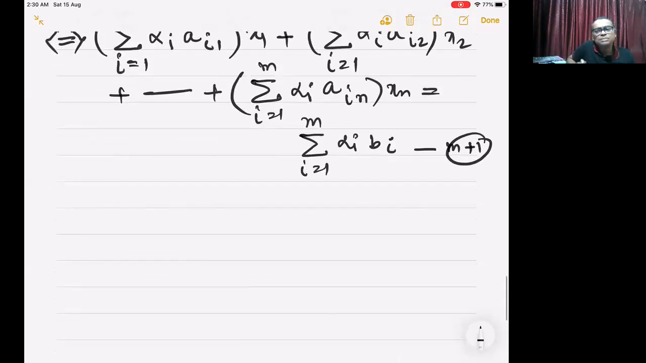Now I make a small observation. This is going to be crucial for us to proceed further.